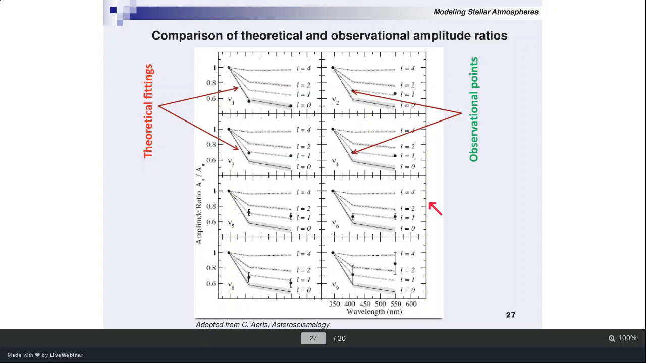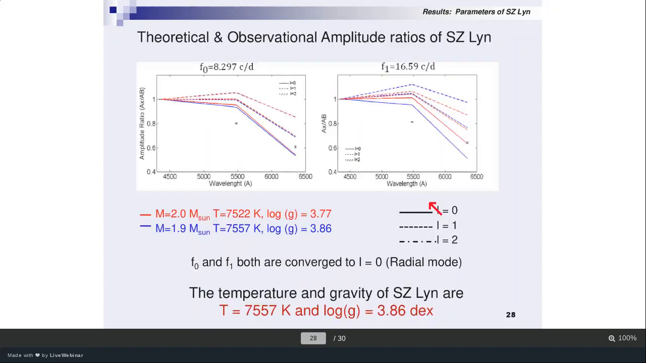I will show my results later on. Now this is my observation, the results of SZ Lyn. I observed two frequencies. Actually I did it for only two frequencies, because the other frequencies have very small amplitudes, and it is very difficult to determine them. So for these two frequencies I can determine the amplitudes: the frequency of 8.297 and the frequency of 16.59.